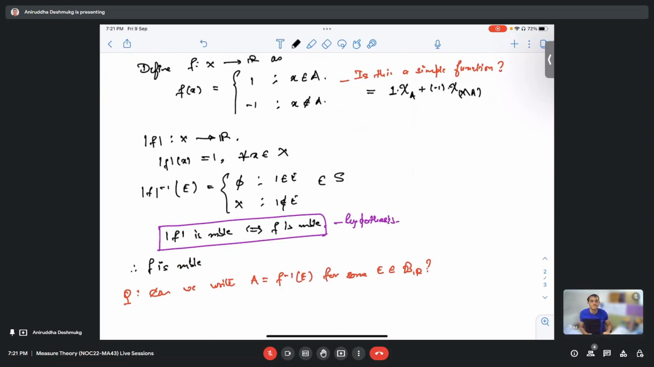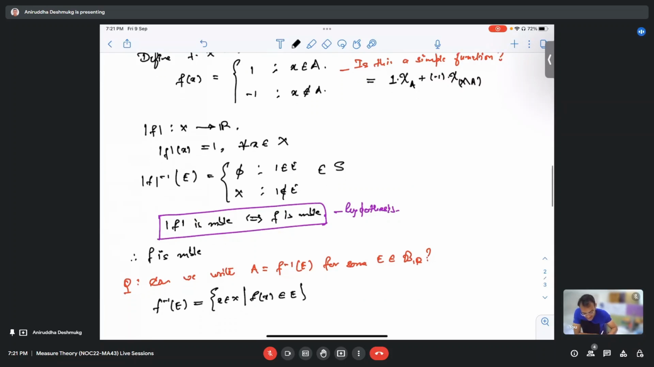Yes, sir. Thinking, sir. See, what do you understand by this symbol, F inverse E? The pre-image of E. But how do you define it? This is a set, right? So you have to collect all those points x such that f(x) belongs to E, correct?